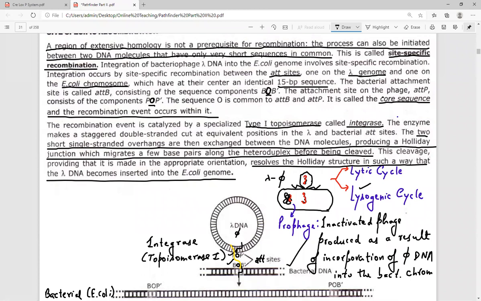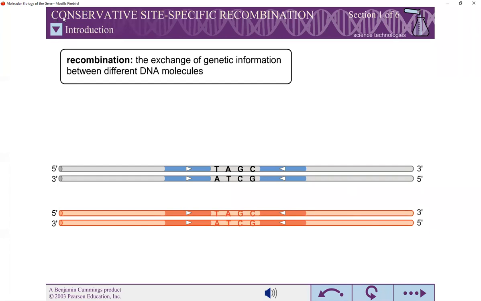Now, let us have a view upon the animation that is being given here. I would be showing you that animation. Directly moving to the animation part. What we have to discuss here is conservative site specific recombination that we have already discussed. We are going to visualize the animation. So please have a view of how the two DNA molecules can get integrated, how the lambda phage can integrate its DNA into the E. coli chromosomal DNA. Please look.